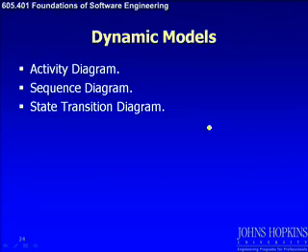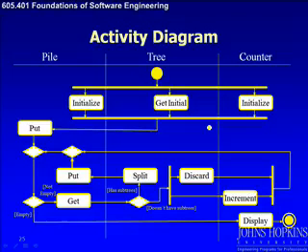Some dynamic models: activity diagram, sequence diagram, and state transition diagram. We've seen some of these before. And here's the activity diagram. So here's our little tree problem that we did in class, written out as an activity diagram. Remember the bars here, these bold bars, these are synchronization bars, for can join.